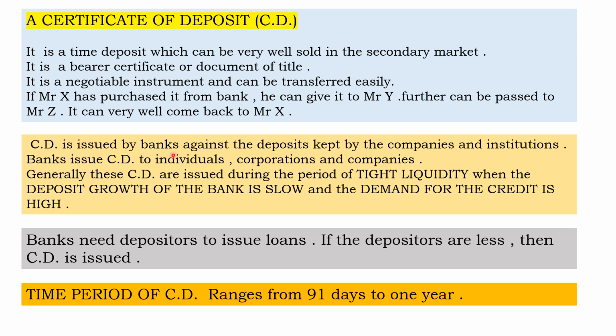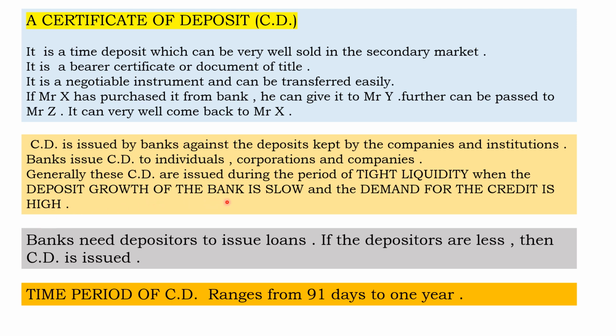Now, CD is issued by banks against the deposits kept by the companies and institutions. You know what this line means? Companies and institutions deposit the extra money in the bank, and for that deposit, the bank will issue the CD. To whom? Banks issue CD to individuals, to corporations, and to companies. Whosoever wants to get it, you can get it. No worries. Generally, these CDs are issued during the period of tight liquidity, when the deposit growth of the bank is slow and the demand for credit is high.